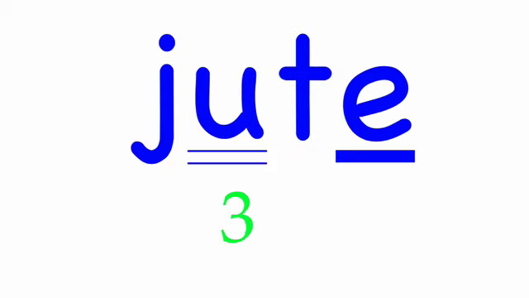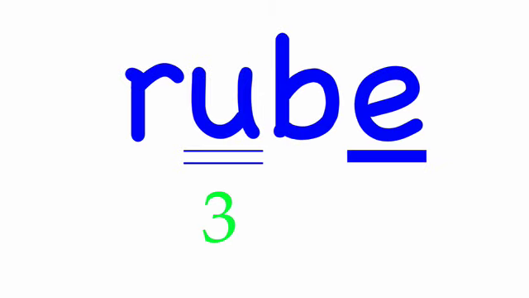Our final word is rube. Rube. A rube is someone who is not very sophisticated or smart. Rube. 3 sounds. R, U, B. Rube. This completes the dictation of the words from lesson 229.